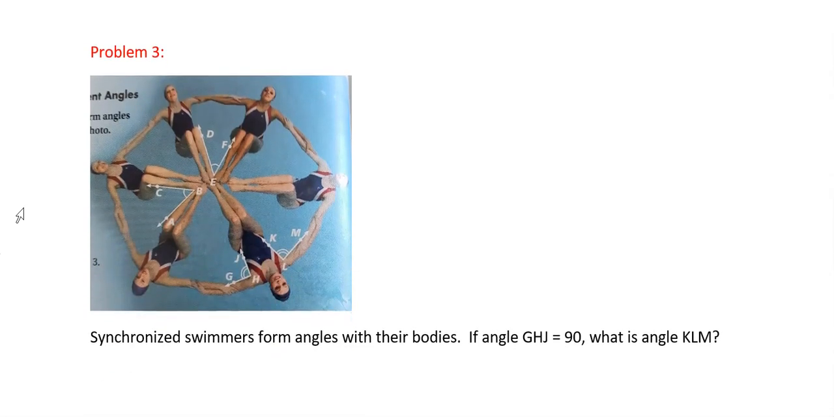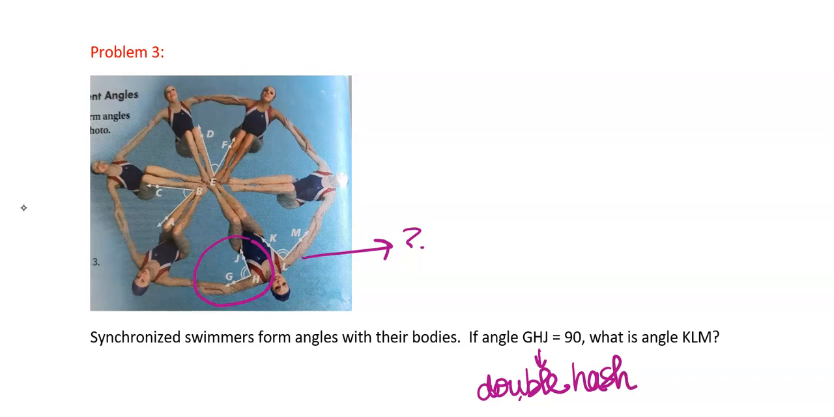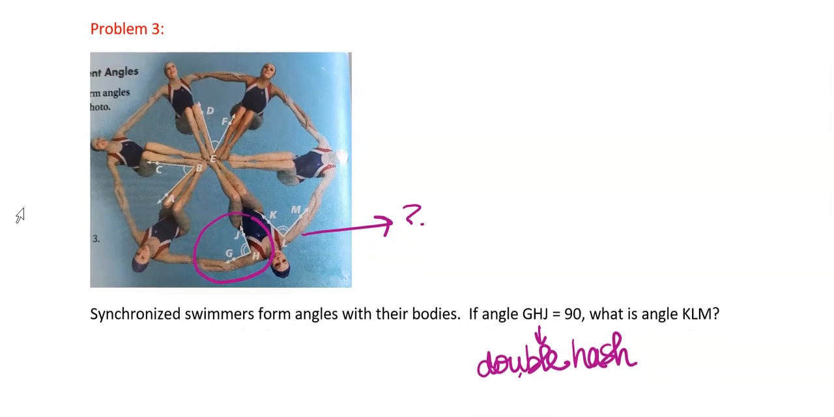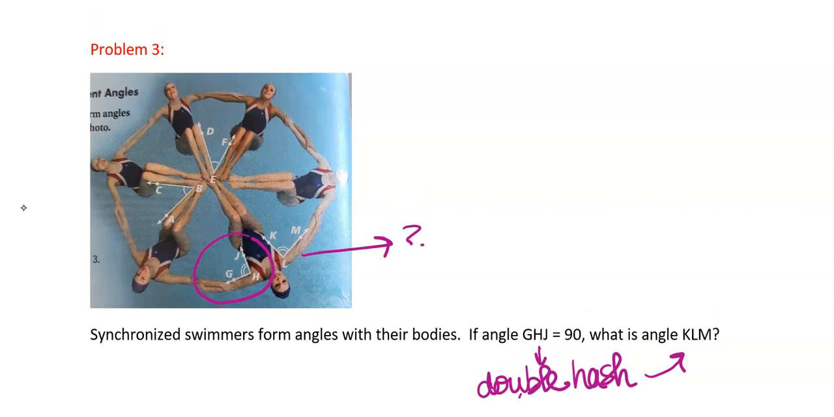Problem number 3. We have some synchronized swimmers. They form angles with their bodies. It says if angle GHJ, that's this one, is 90, what is the measure of angle KLM? That's this one. If you're looking at markings, GHJ has double hash marks, and angle KLM also has double hash marks. So they both must be 90 degrees.